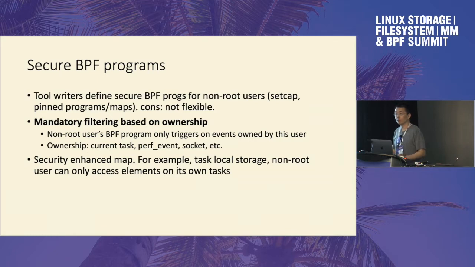You got a question, Brendan? Sorry, the second one, mandatory filtering based on ownership, that will mostly work. There's asynchronous stuff like IO completions where you don't own the IO completion, but you want to trace it. I've dealt with this a lot, and I think that we can make it work. For example, if you can only see events in the context that you own, and you can't see IO completions, you just have to walk up the stack until you own the context. If you go up to the syscall level, then you own the completions.